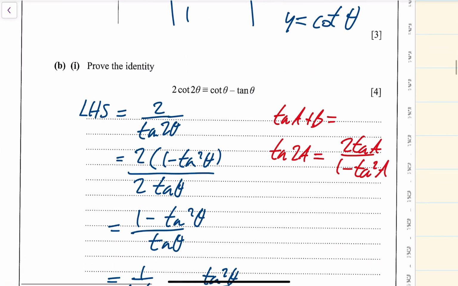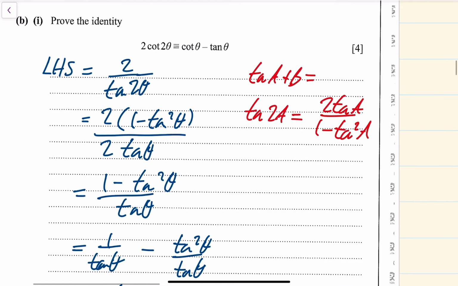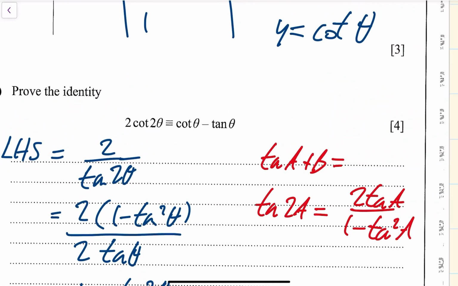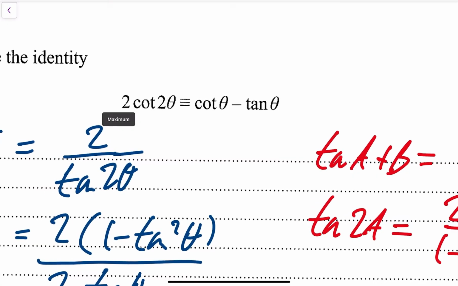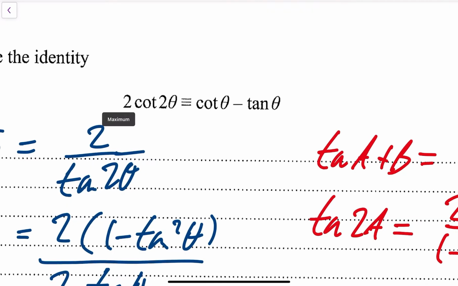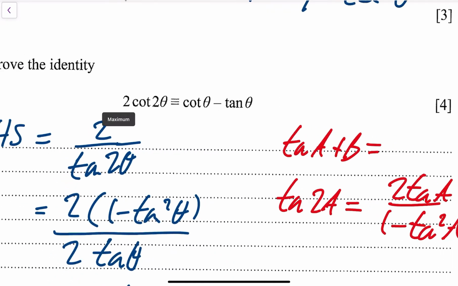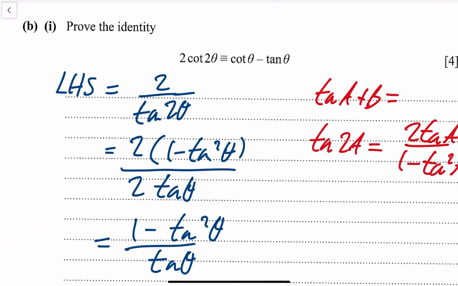Okay, next one. Lovely wee one is an identity. For an identity question, it says prove the identity 2 cot 2 theta is identically equal to cot theta minus tan theta. I would work with my left hand side. Because I have a tan on the right hand side, I'll change my cot to be 1 over tan.